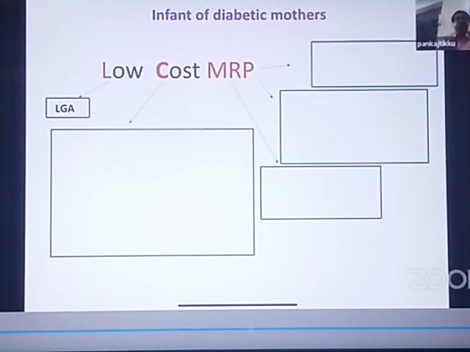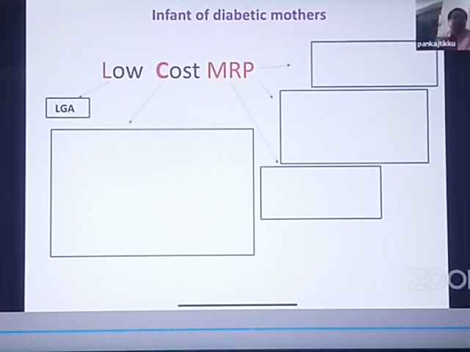So children who are born to diabetic mothers often are large for gestational age babies. I told you, one of the most common causes of large for gestational age is infants of diabetic mothers. Very rarely they present with small for gestational age. Majority of cases they present with large for gestational age.